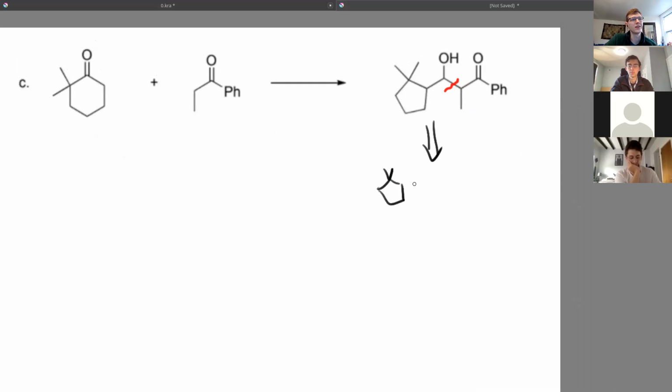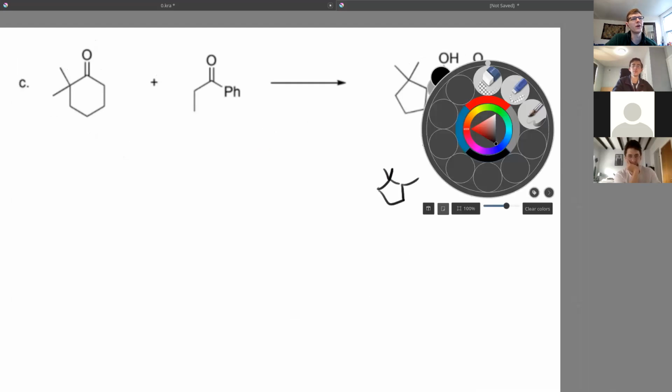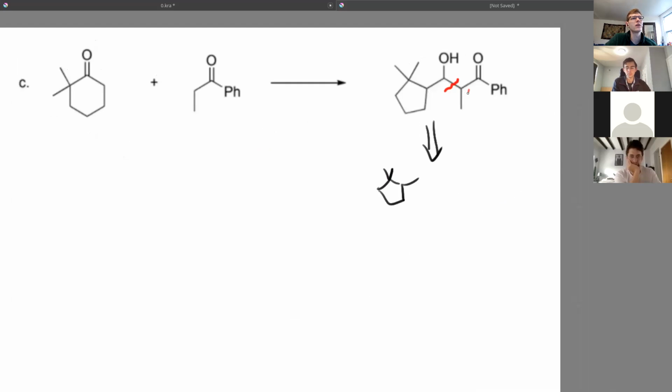Okay. Right. We split there, right? Because we want to split the alpha beta bond. So say we have this, and we'd have to have a negative charge on that, right? Yep, yes, exactly. And this one's easy because we just hit it with LDA.